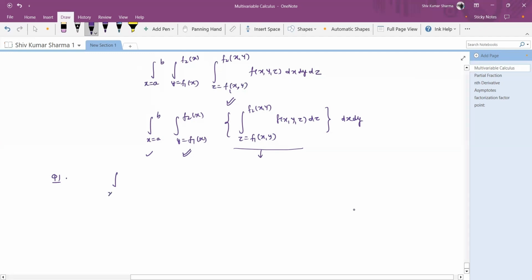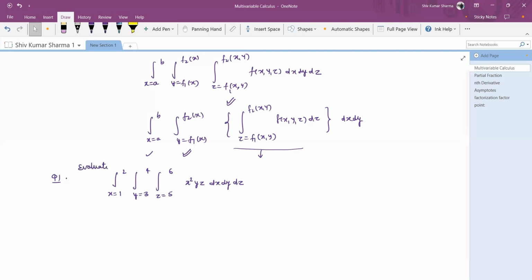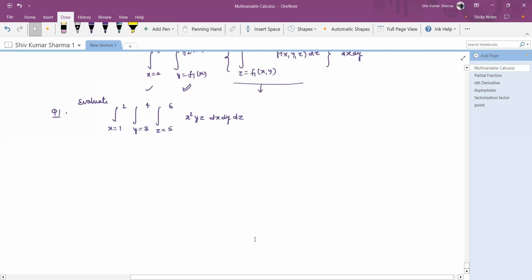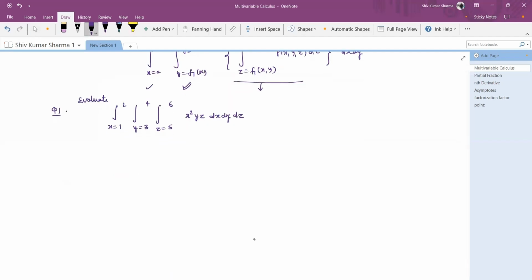Integral, x equal to 1 to 2, y equal to 3 to 4, and z equal to 5 to 6, x square into yz dx dy dz. So we are going to evaluate this integral. We see that all limits are constant. So when all limits are constant, we can integrate any one of them first. So we start with z. First we integrate with respect to z.